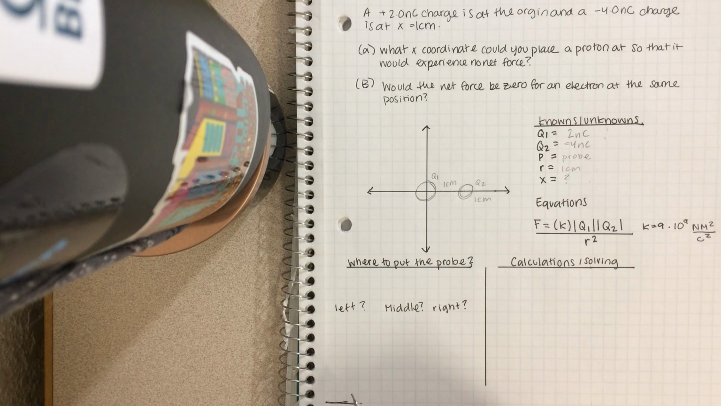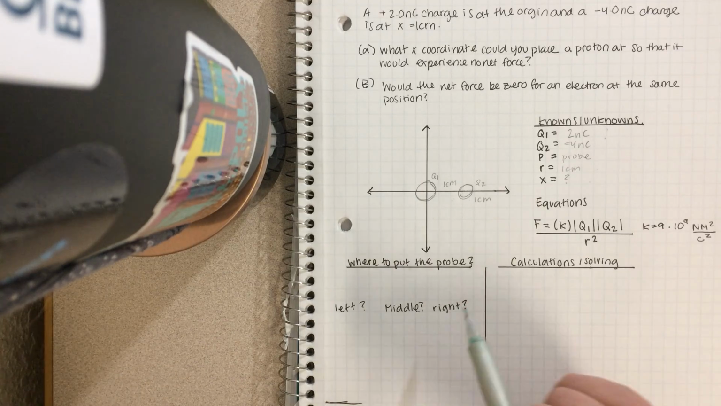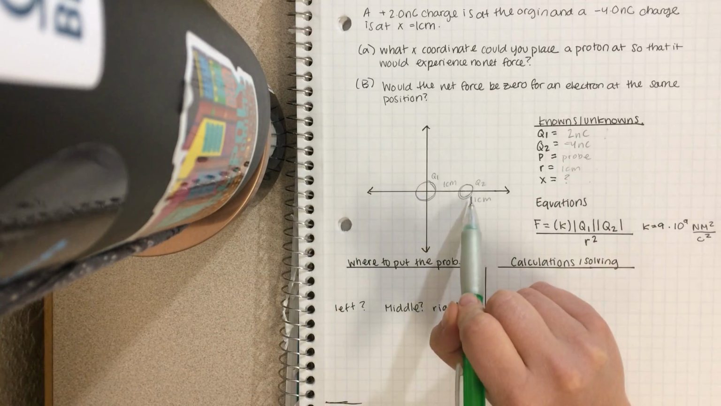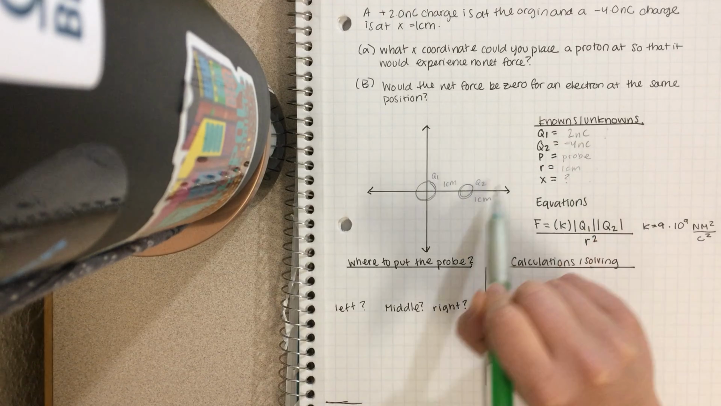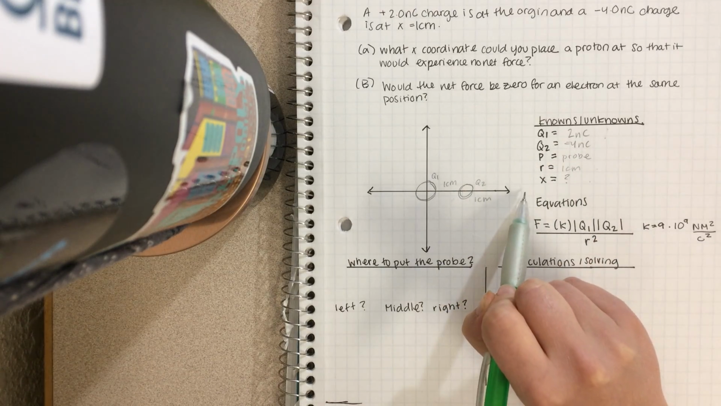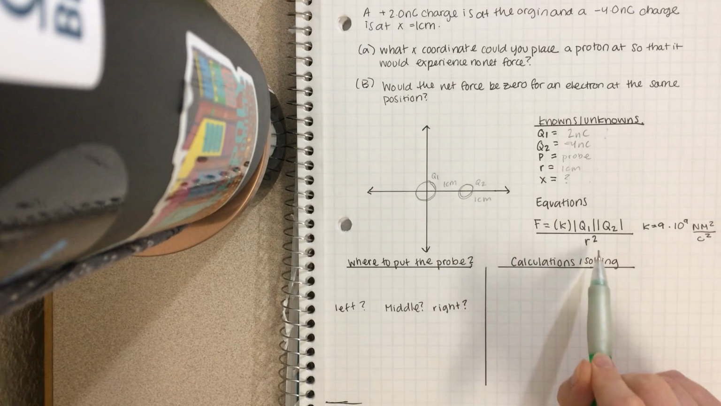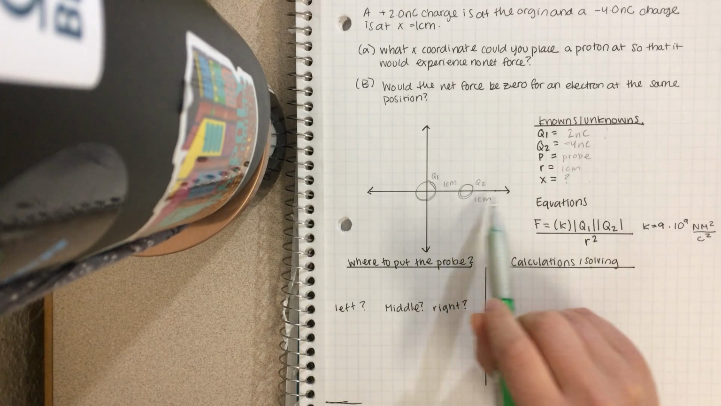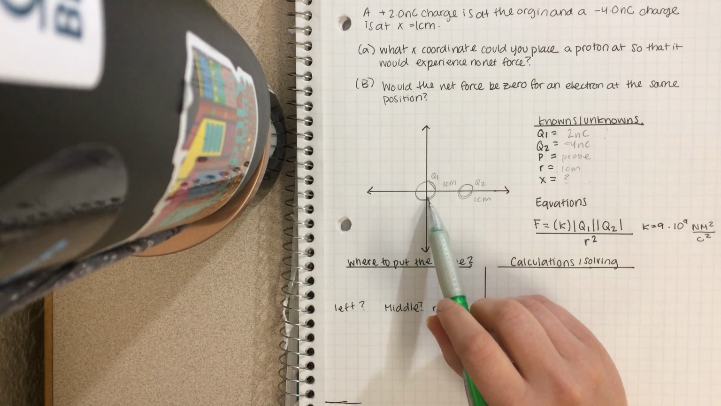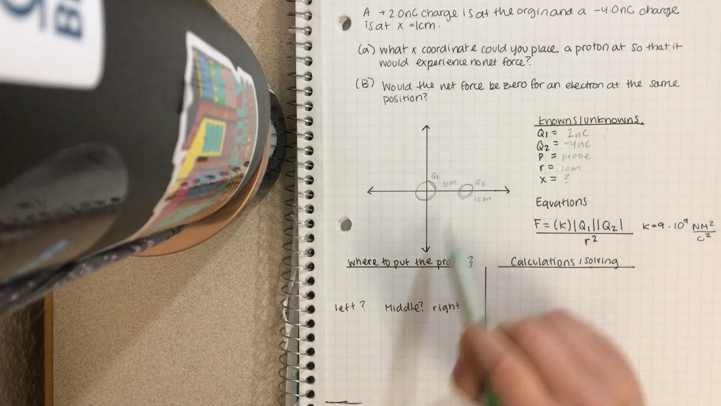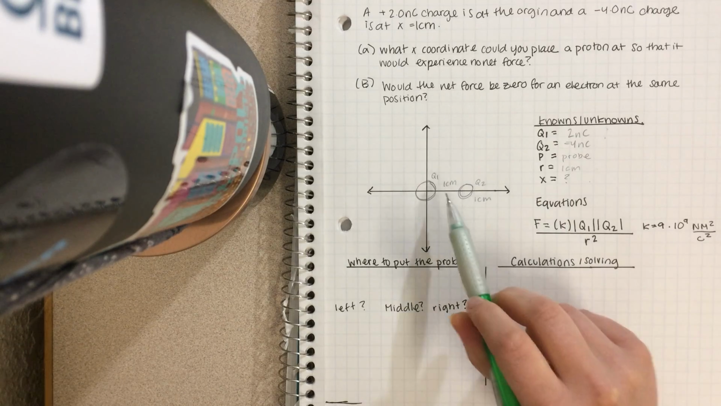So the big problem with this question is where to put the probe. And it's not instantaneously obvious. You really have three choices: left, middle, and right. And Q2 is negative 4. So the right's not really a good option because, since the force is dependent on distance, this force is generally going to win compared to this force, which is weaker. So right's not really a good option.